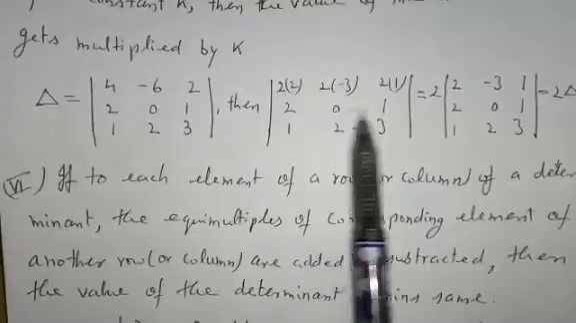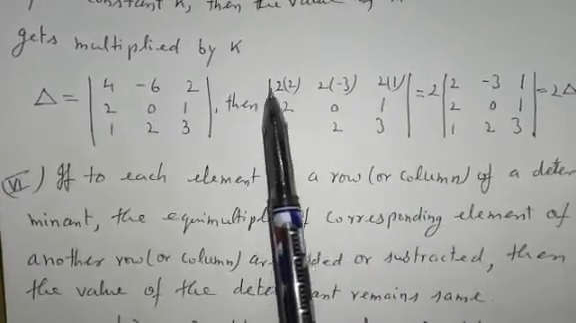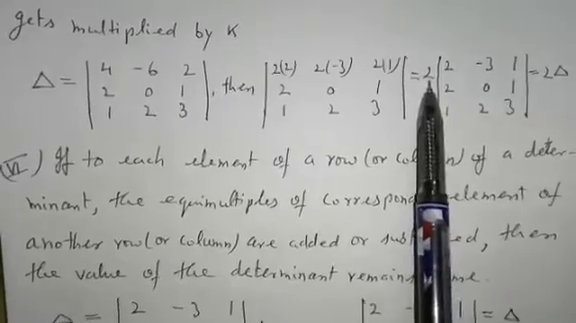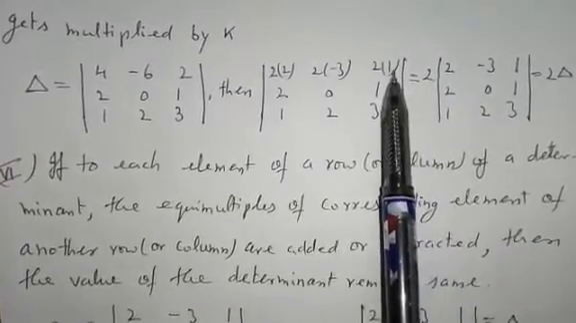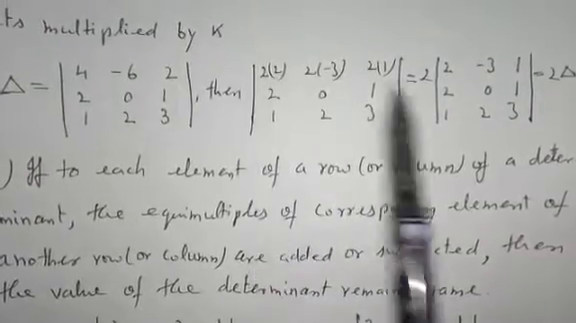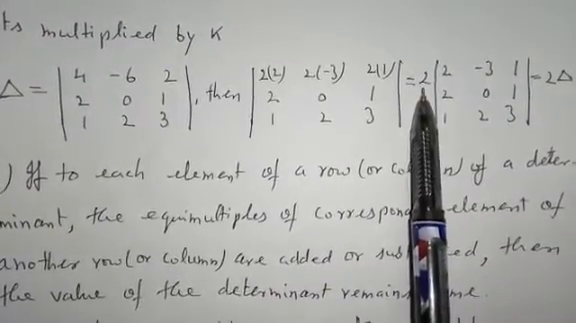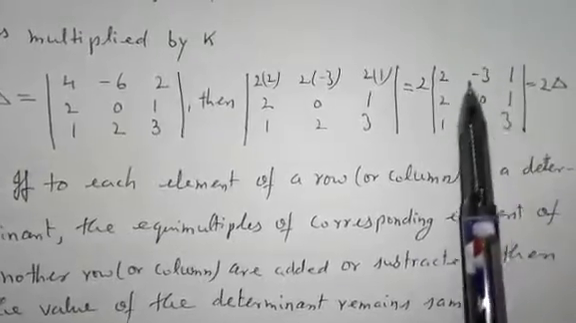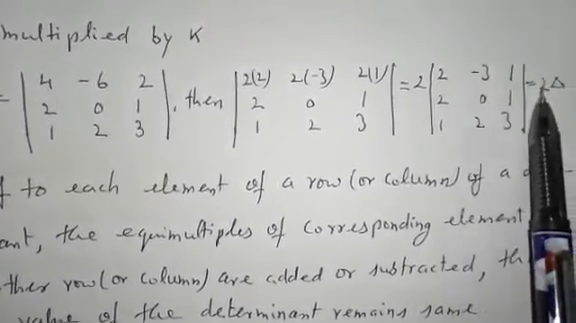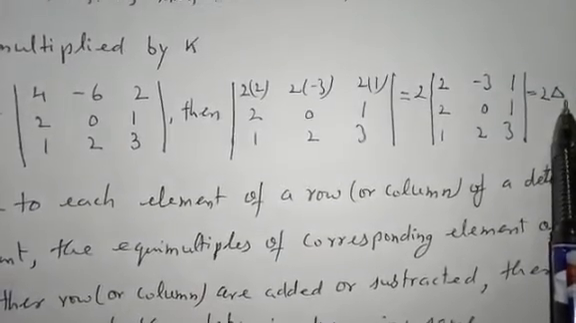If it is a matrix and we are taking a common factor, it should be common from all the elements, but it is not so in the case of a determinant. If only one row or one column has a common element, then take it common. So this is the original determinant, and it will be twice the value of the determinant.